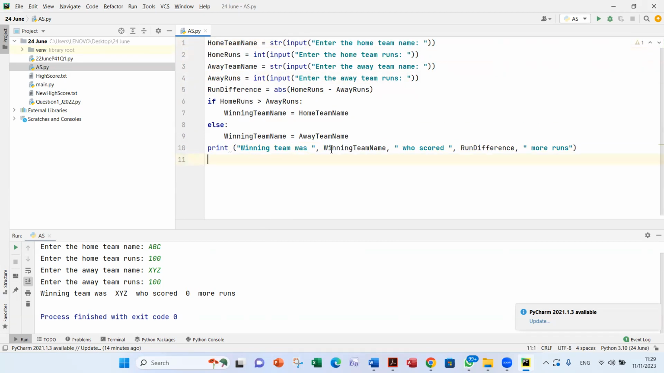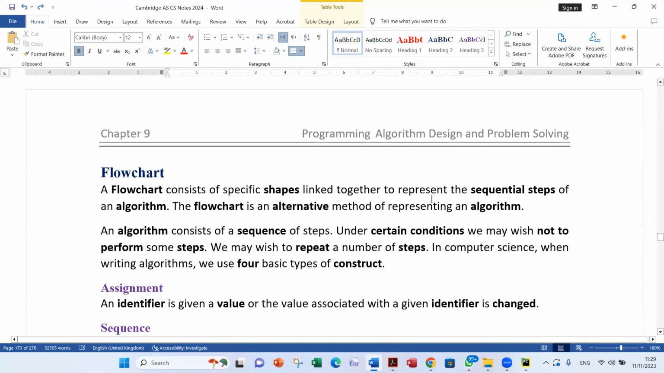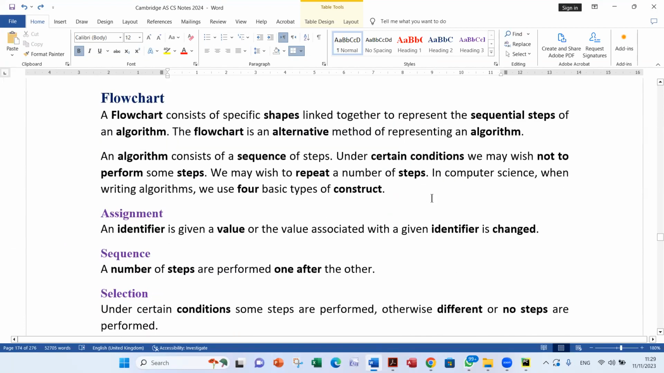So "winning team was", and here the variable winning team, "who scored", and the green color text is just text that will appear on the screen. And this is the run difference. This is the value of a variable counted from here, and "more runs", and that's it. Okay guys, I will stop here. I will teach you about flowcharts next session, inshallah.